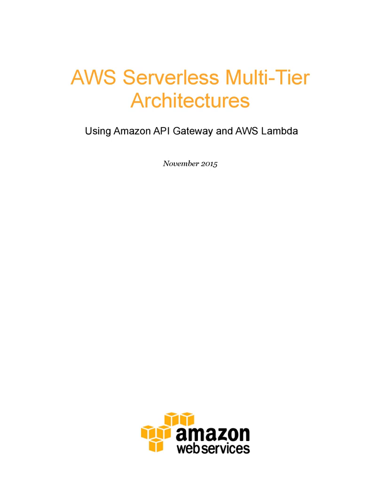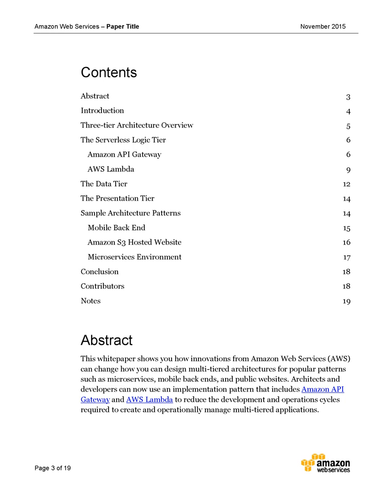Using Amazon API Gateway and AWS Lambda. Abstract. This white paper shows you how innovations from Amazon Web Services, AWS, can change how you can design multi-tiered architectures for popular patterns such as microservices, mobile backends, and public websites. Architects and developers can now use an implementation pattern that includes Amazon API Gateway and AWS Lambda to reduce the development and operations cycles required to create and operationally manage multi-tiered applications.